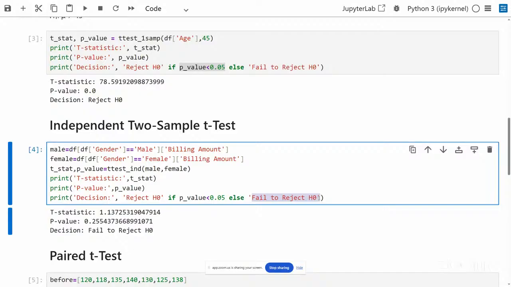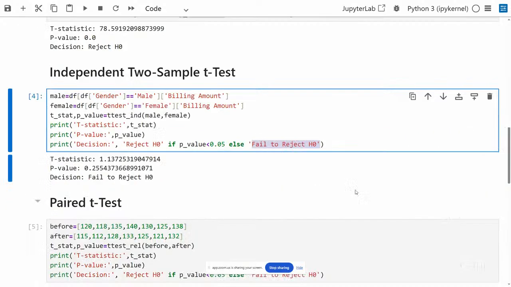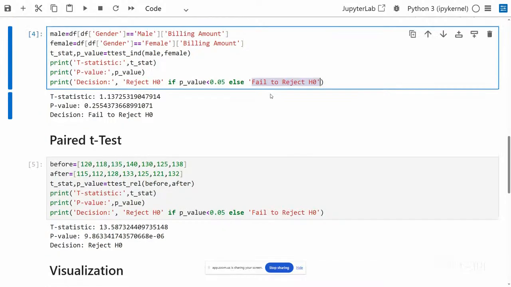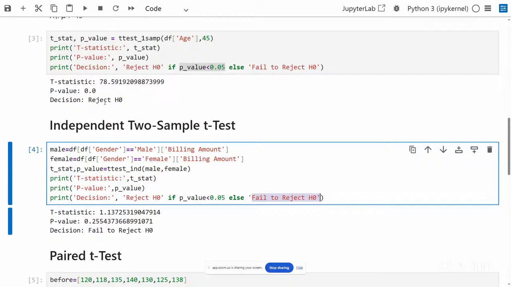Okay, what is the meaning of fail to reject? What is the meaning here of reject H0 and fail to reject? Anyone, please?